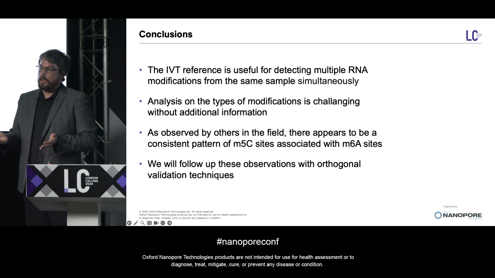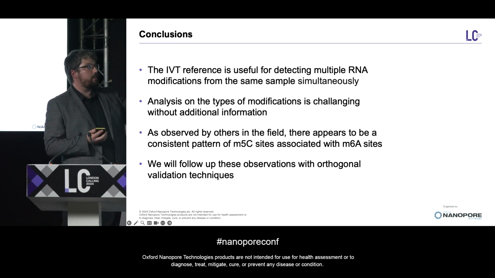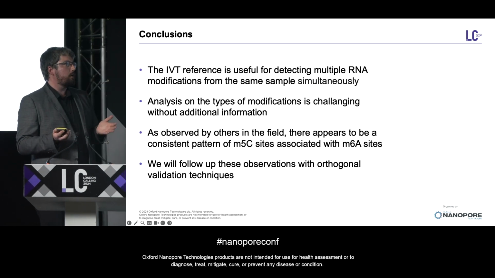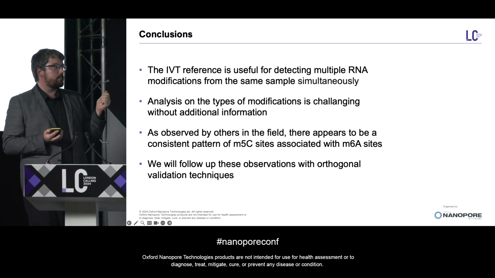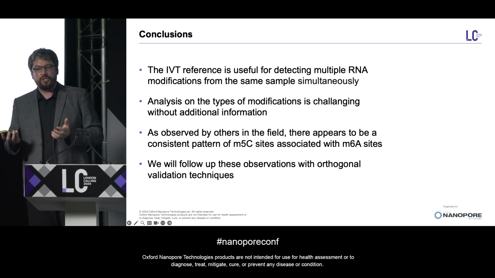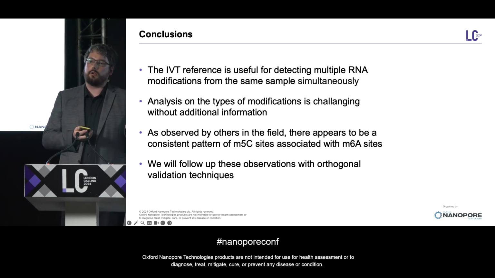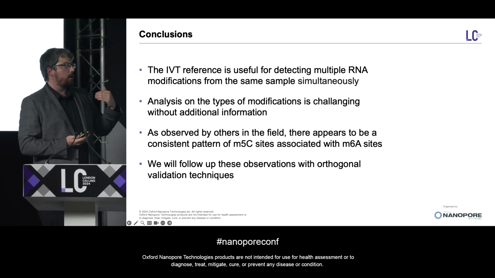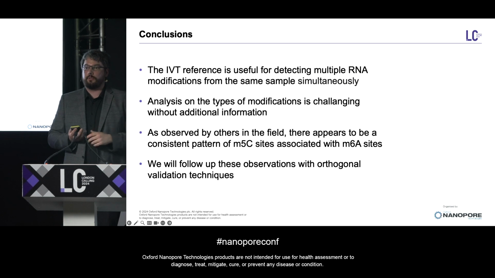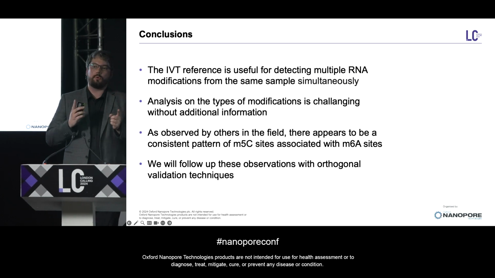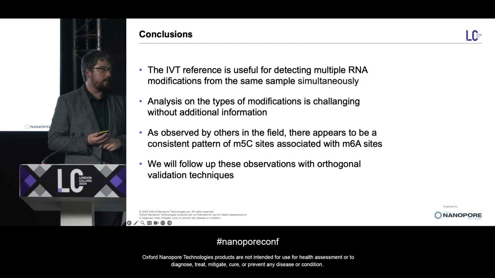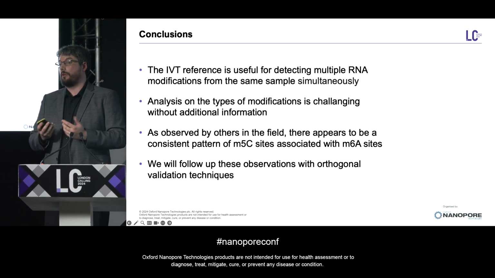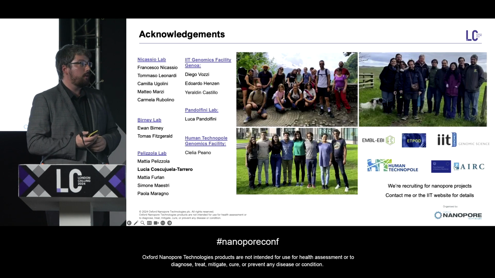And so with that, I just want to conclude that the IVT reference is useful for detecting multiple different types of RNA modifications at the same time. But analysis of this type of information is a lot more challenging without using alternative information to infer the identity of the modifications. And as observed by others in the field really recently, there does seem to be some coordination between m6A and m5C. And we're now following up these observations with orthogonal validation techniques.